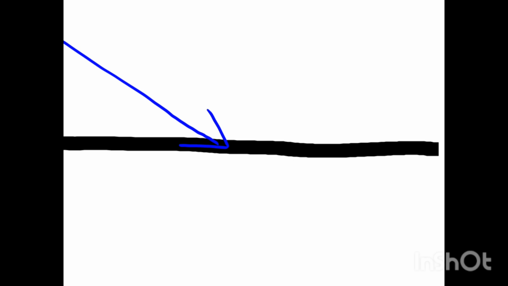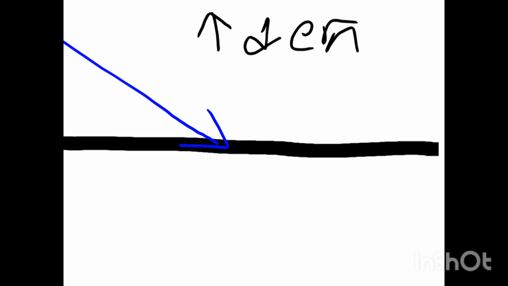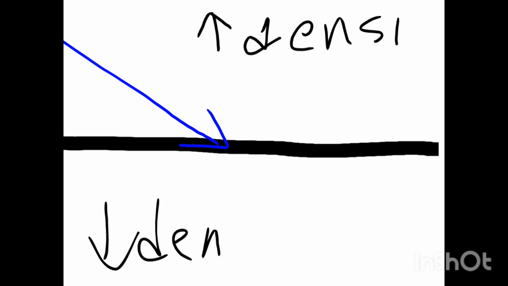Let's say that the medium where the light is coming from is more dense. Remember, I'm using the arrows for more. So this region is more dense, and then this region is less dense. Okay, so this is what we do.